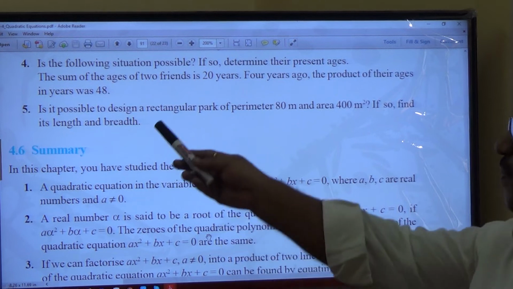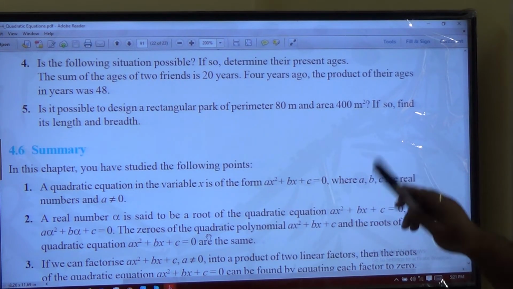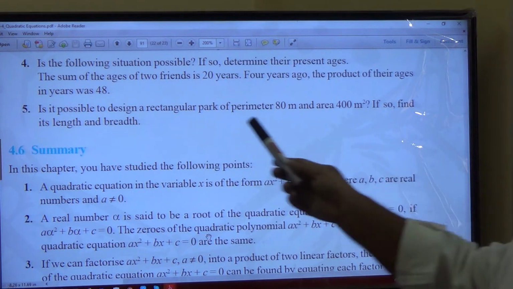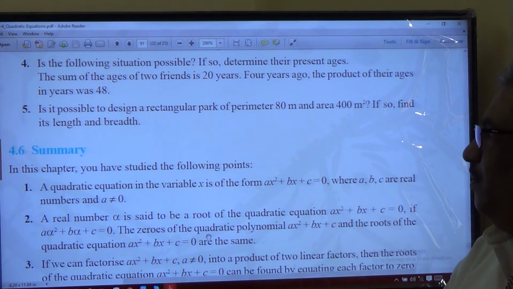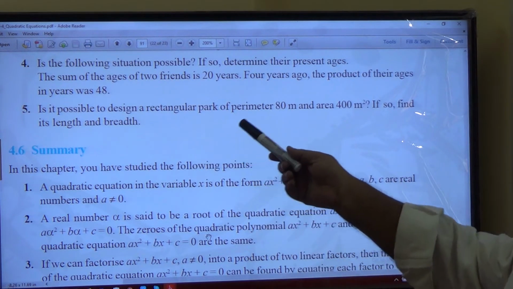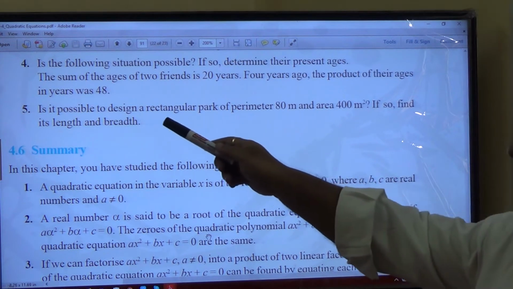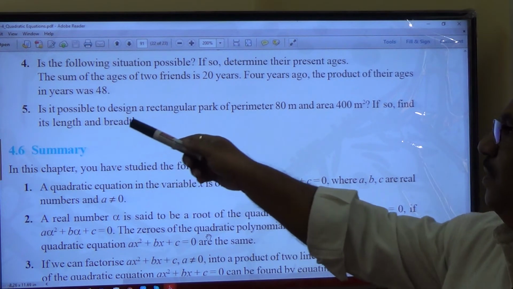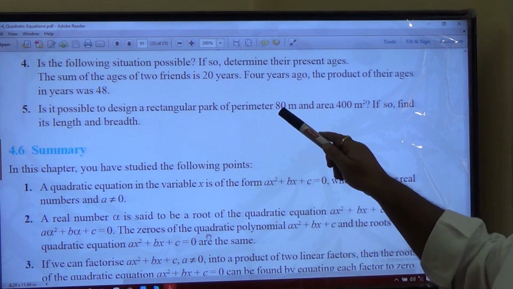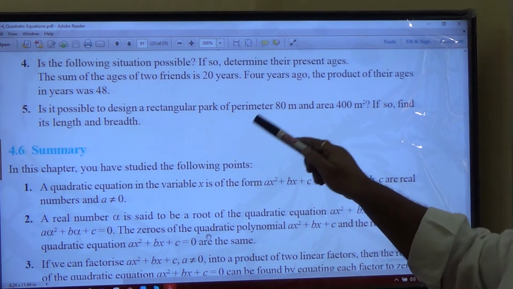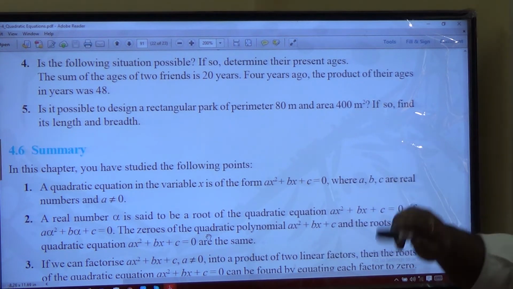The fifth one: is it possible to design a rectangular park of perimeter 80 meter and area 400 square meter? If so, find its length and breadth. So what will you do here? Rectangular park of perimeter 80 meter and area is given to you. Let x be the length, y be the breadth. So 2 times x plus y is equal to 80, x plus y is equal to 40, and x into y is equal to 400.